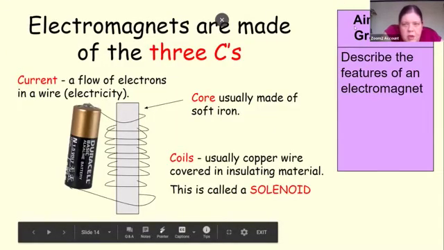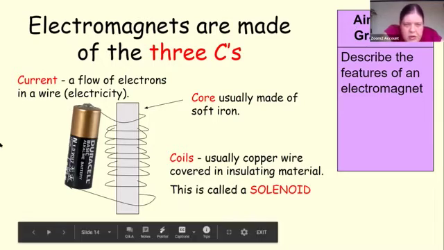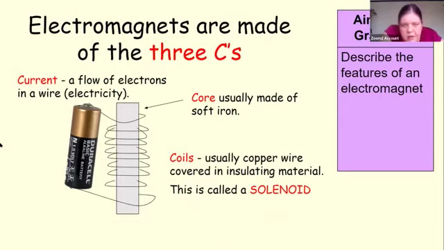Okay, so electromagnets. Okay, there we go. This is essentially our basic electromagnet, and they're made of the 3 C's. So if you're trying to remember what they're made of, these are the 3 bits. Electromagnets have a core, and it's normally made of soft iron. And if you remember, iron is a magnetic material.